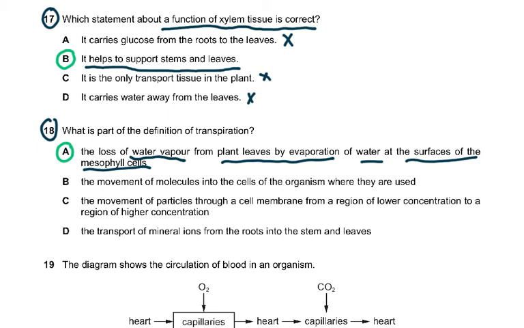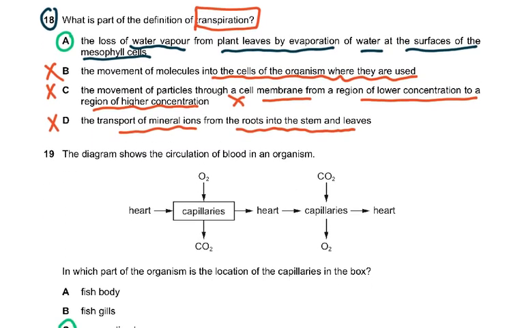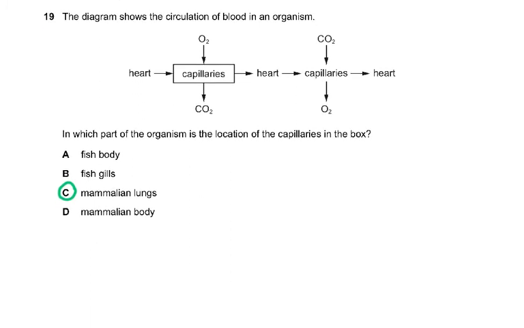Now the fact that it is not B is the movement of molecules into the cells of the organism where they are used. I mean, no, that's not transpiration. The movement of particles through a cell membrane from a region of lower concentration to a region of higher concentration. Again, transpiration is water vapor. Then the transport of mineral ions from the roots. No, sorry, yes, they do enter by active transport into the root hair cell, but that is not the definition of transpiration. So you had to figure these out and you had to see why B, C, and D were wrong. You must know it. You can't be just memorizing it. Then coming on to question number 19.